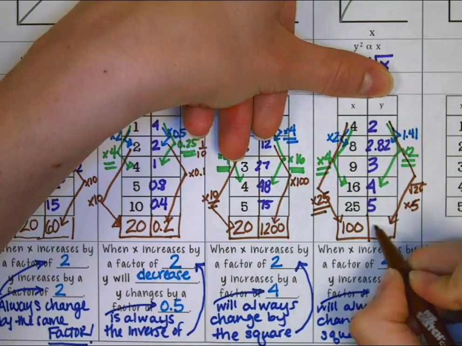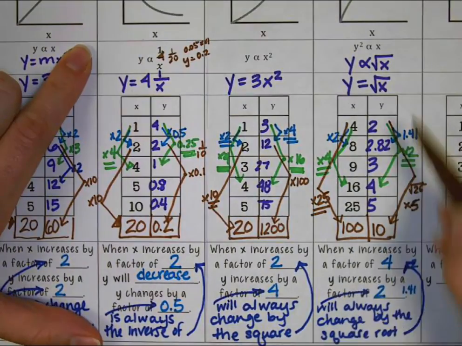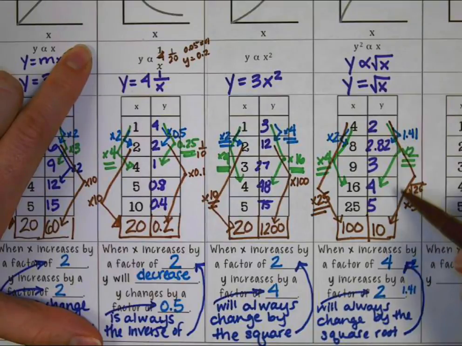2 times 5 is equal to 10. Then we can double check. If I have 100 as my x, the square root of 100 is equal to 10. Works out again.